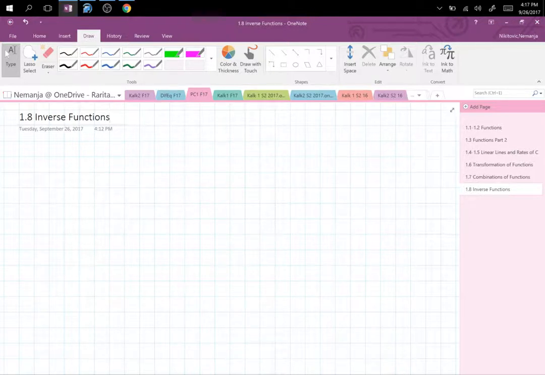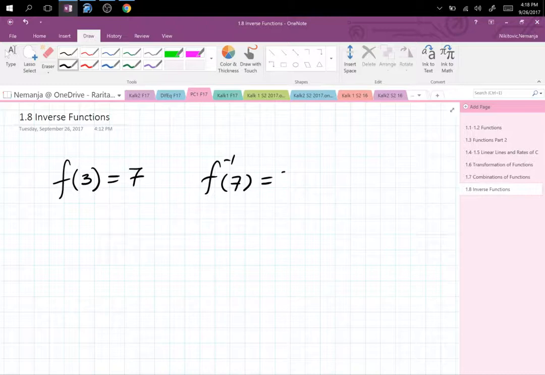Now, in a nutshell, the goal of the inverse function is to undo what you do with the function. For instance, if your function of 3 returns 7, then the inverse function of 7 will return 3. It's the undo. We also have to understand that certain things cannot be undone.